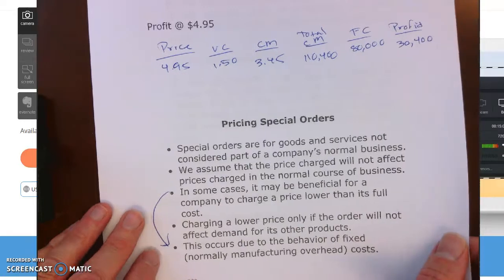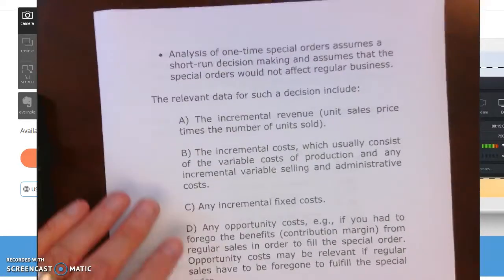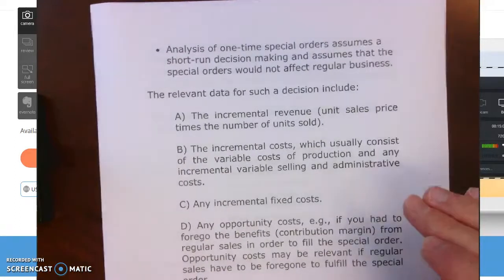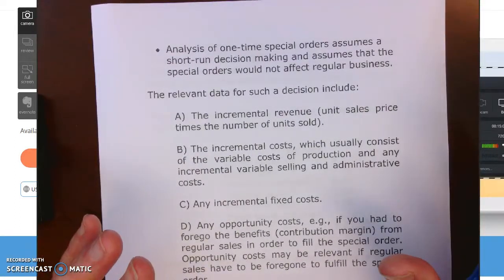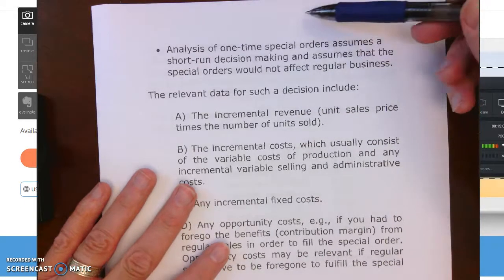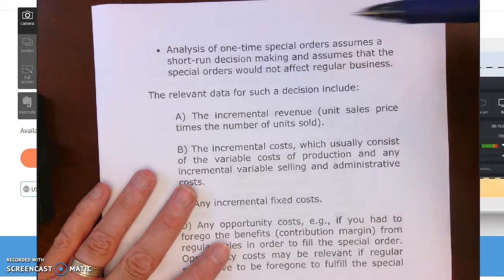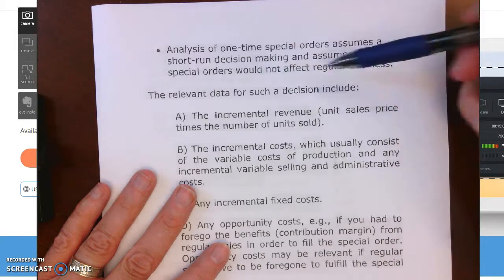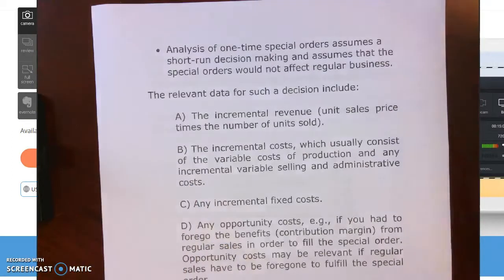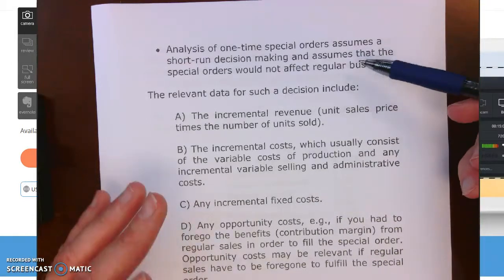And if we incur the same fixed costs, then you might as well consider taking the special order as long as it doesn't disrupt any other business and the incremental revenue exceeds the incremental cost. Okay. So the other thing about the special orders is that we're assuming that this is a short-run decision and that it does not affect our regular business. And that gets into the whole idea that we're under capacity.